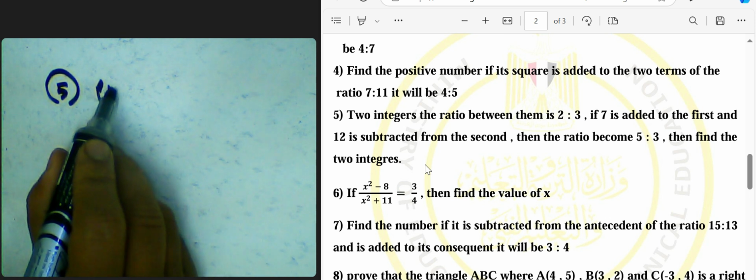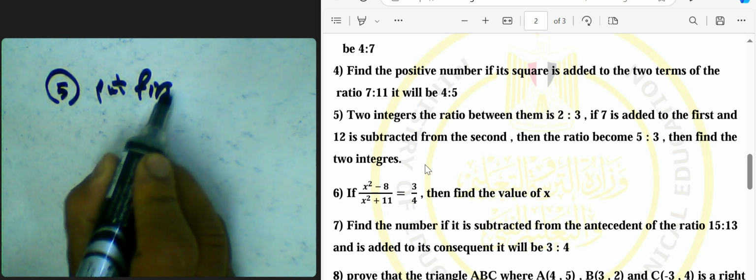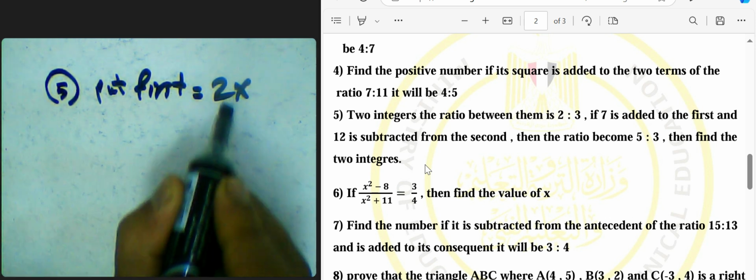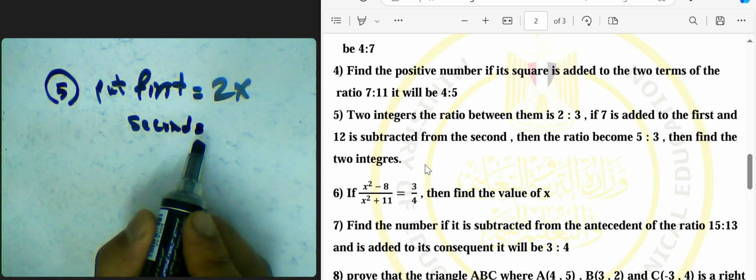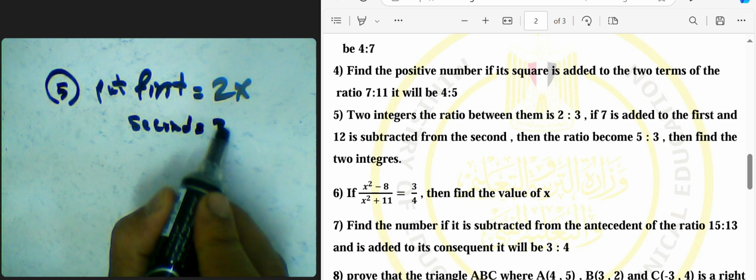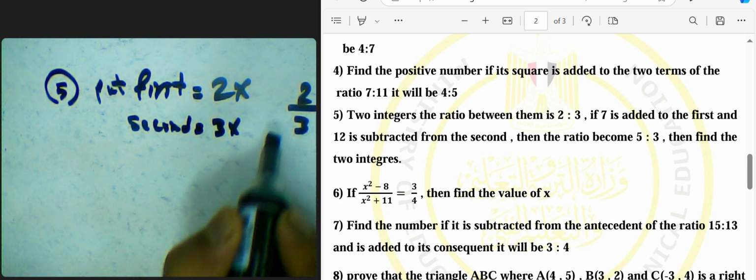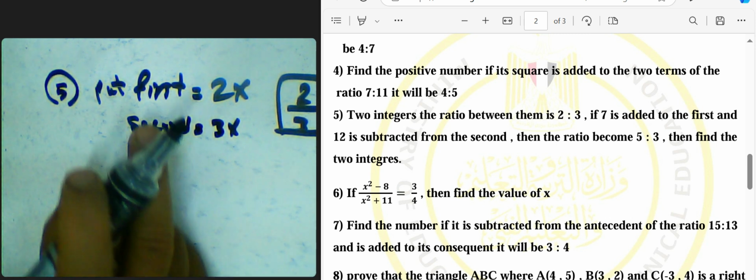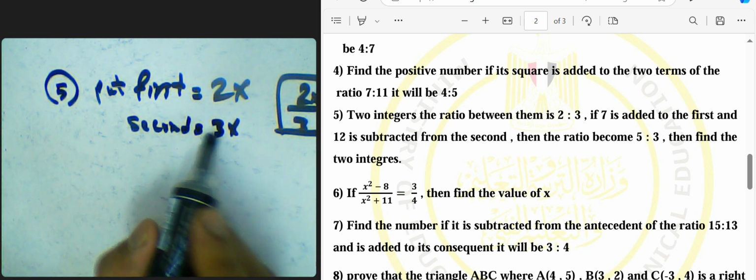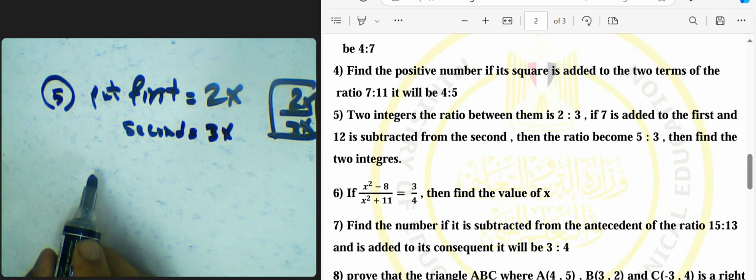Put the first number equal to 2x and the second number equal to 3x, because the ratio between the first and second will be 2 over 3. Then the first number will be 2x and the second number will be 3x. Okay.